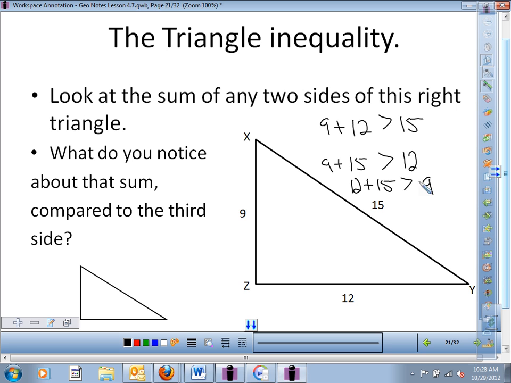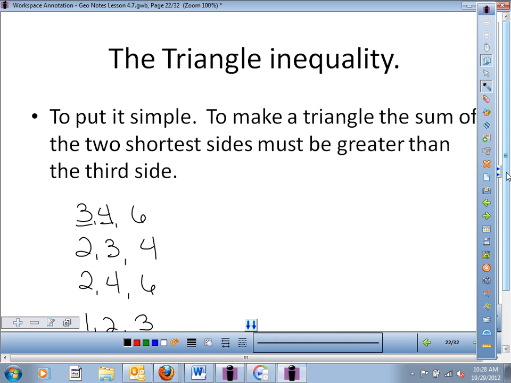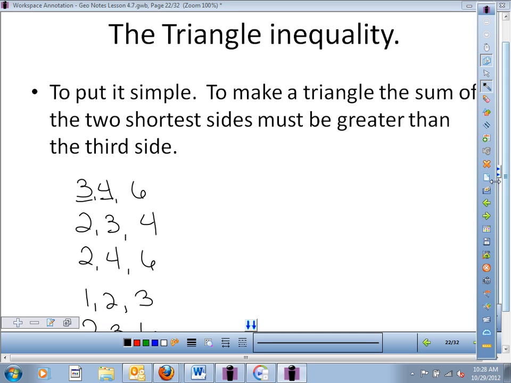So what ends up happening here is that in order to form a triangle, if we have three side lengths, the sum of any two of the sides must be greater than the third side. Meaning, to put it simply, to make a triangle, the sum of the two shortest sides must be greater than the third side.